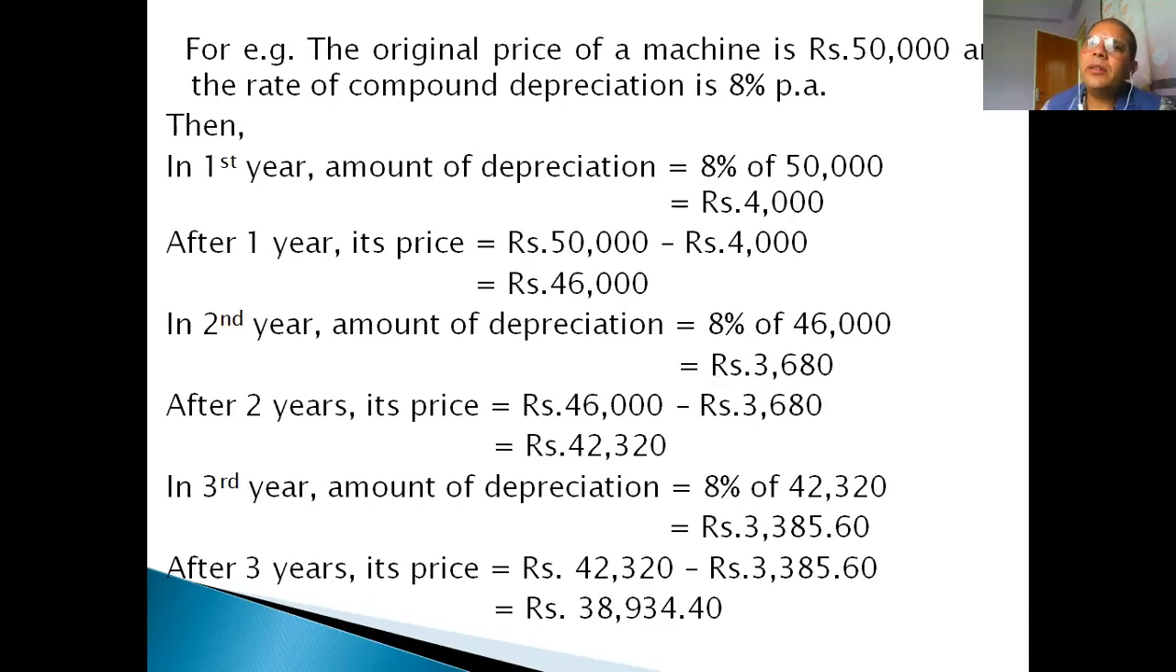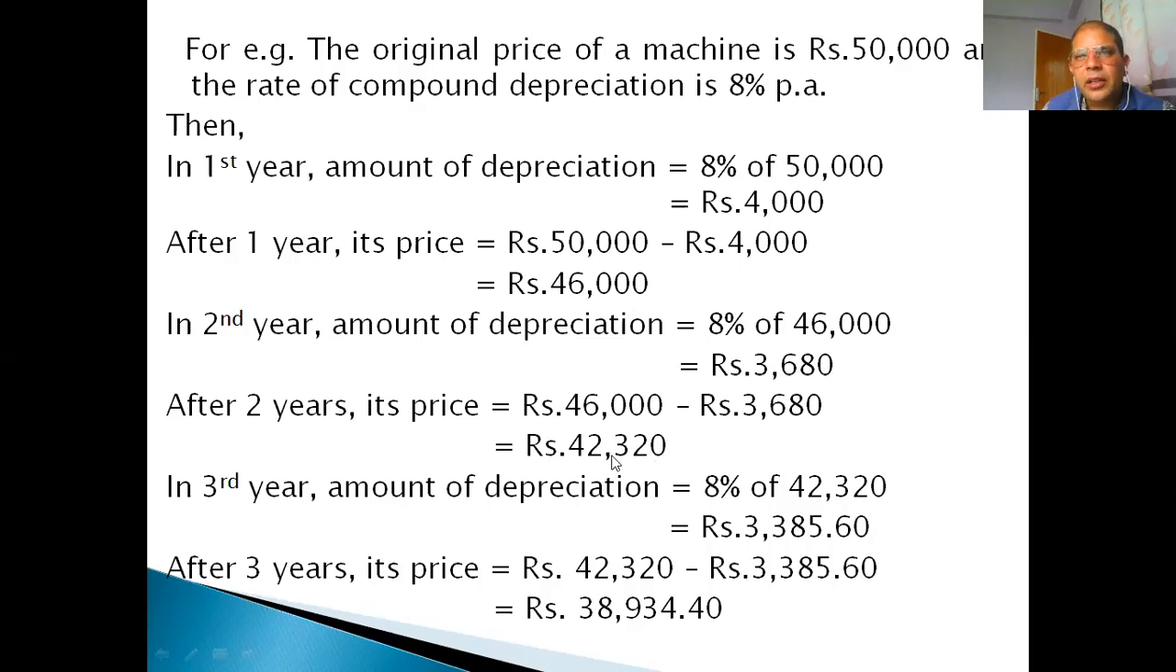For example, the original value of a machine is 50,000 and the rate of compound depreciation is 8% per year. Now, in the first year, the amount of depreciation is 8% of 50,000, which is 4,000. Then after 1 year, its price is 50,000 minus 4,000, which is 46,000. In the second year, the amount of depreciation is 8% of 46,000. Don't be confused here. Your base is 46,000, and 8% of that 46,000 is 3,680. Now subtract this value from 46,000.